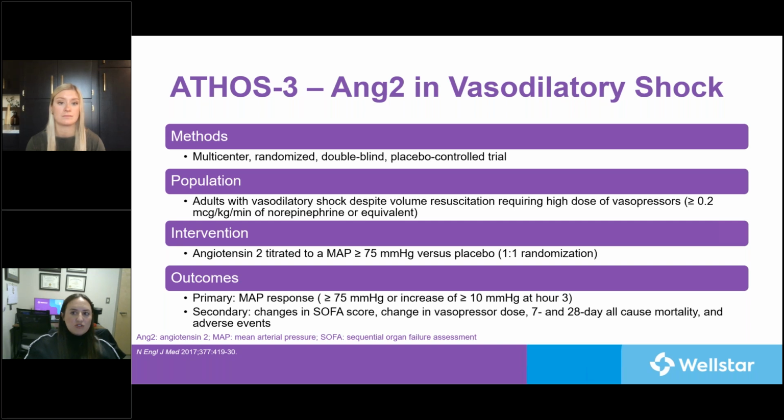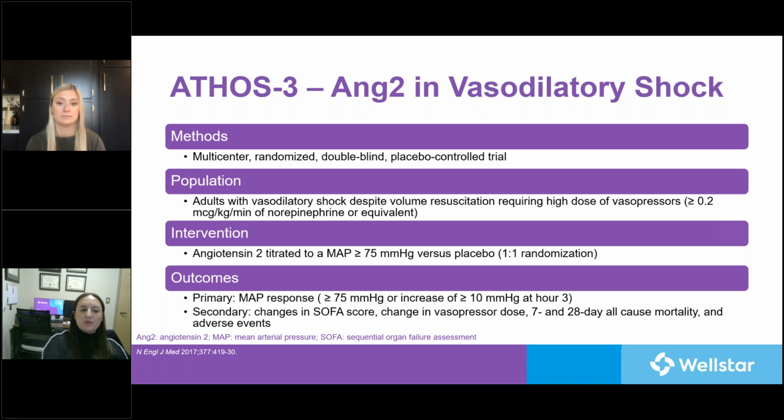The big study that brought this drug to market was the ATHOS-3 study. It looked at the use of angiotensin II in patients that had vasodilatory shock. This was a large multi-center randomized controlled placebo-controlled double-blind study, and it looked at adult patients with vasodilatory shock despite appropriate volume resuscitation in patients who are requiring high dose of vasopressors, which they determined to be norepinephrine equivalent of 0.2 mcg/kg/min.